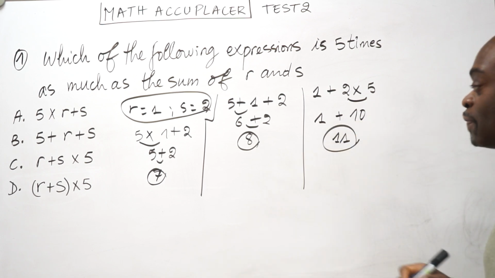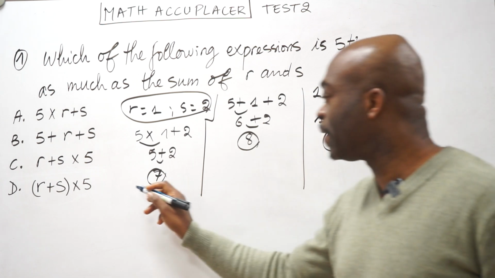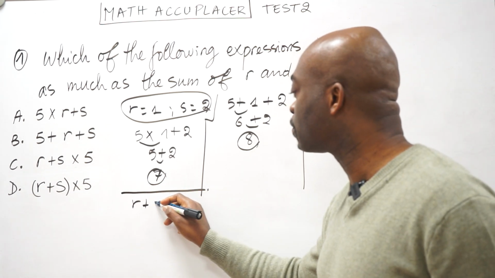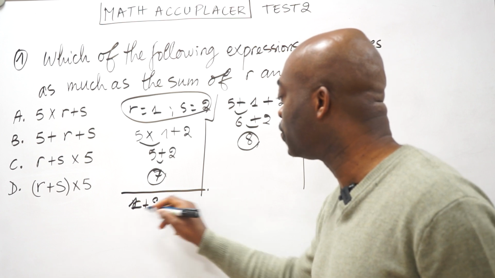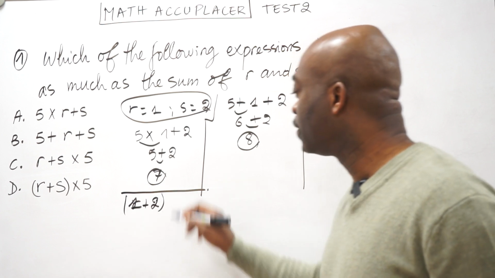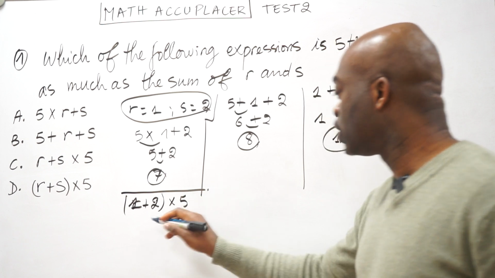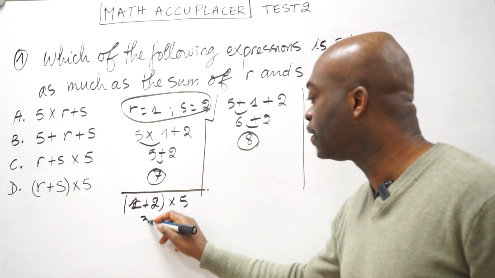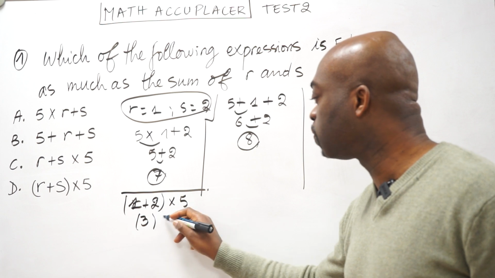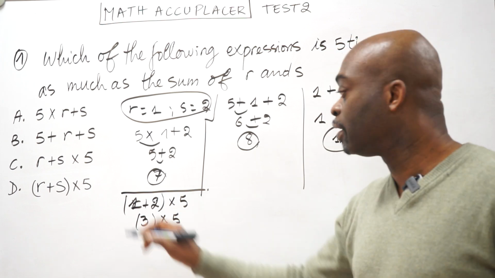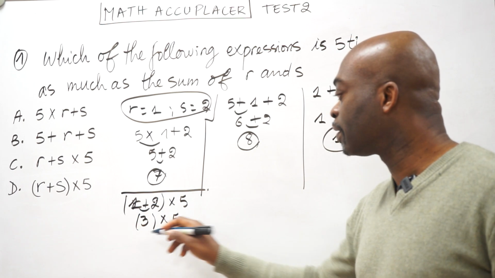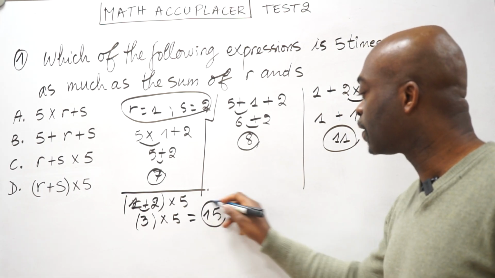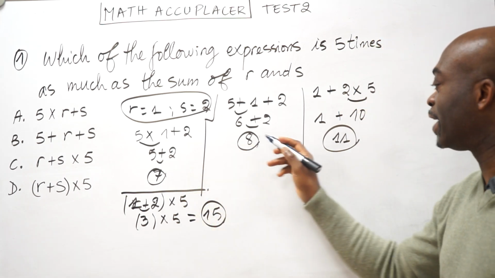And then last but not least, for D, we have R plus S in parentheses, which is 1 plus 2, times 5. For that, we go inside the parentheses and work it out first. So it's 1 plus 2, which is 3, and then we multiply 3 by 5, which is 15. So we have 7, 8, 11, 15.